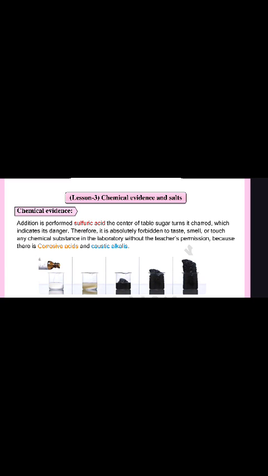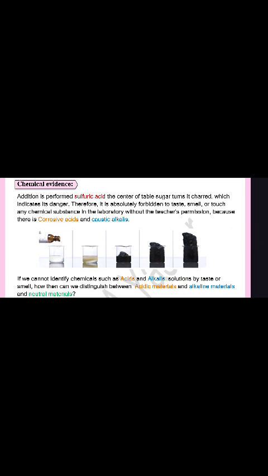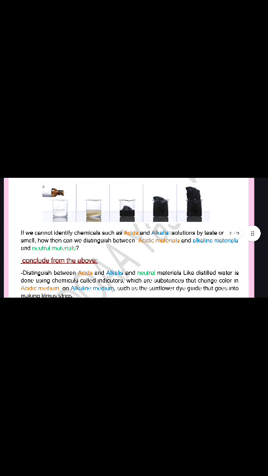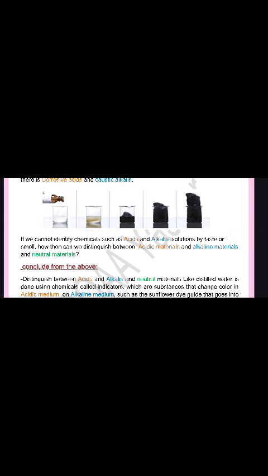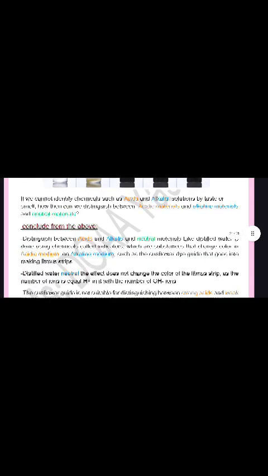Therefore, it's absolutely forbidden to taste, smell, or touch any chemical substance in the lab without the teacher's permission, as we've mentioned before, because there are corrosive acids, which are concentrated ones, and of course caustic alkalis. If we can't identify chemicals such as acids and alkali solutions by taste or smell, how can we differentiate between them? How can we distinguish between acidic materials and alkaline materials? And of course, what about the neutral materials?